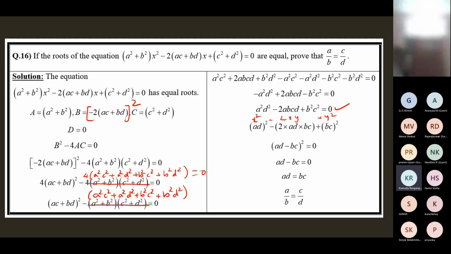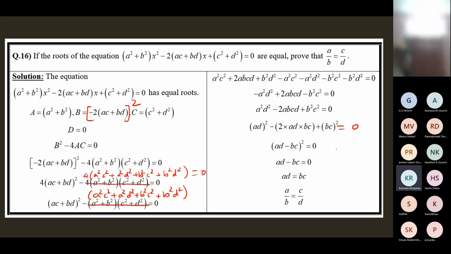You can write it in the form x square minus 2xy plus y square: ad the whole square plus bc the whole square minus 2ad into bc is equal to 0. So that means it is x minus y the whole square. AD minus BC the whole square is 0, meaning AD minus BC is equal to 0. So AD is equal to BC. When you transpose, AD is equal to BC.